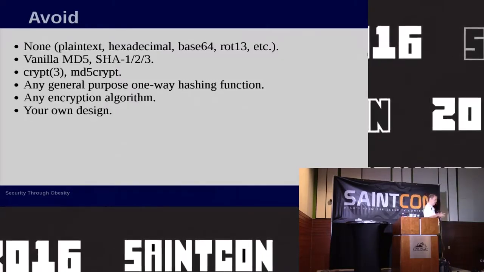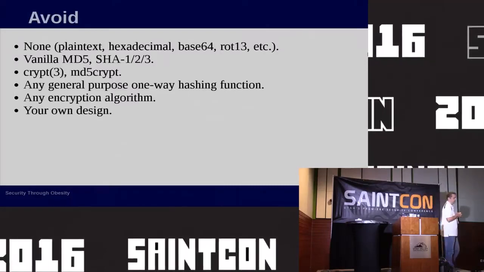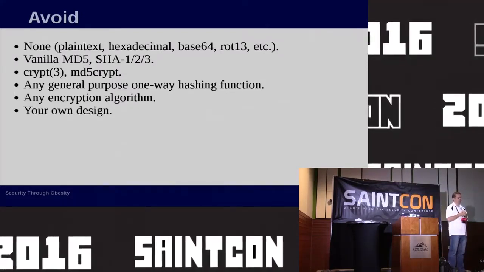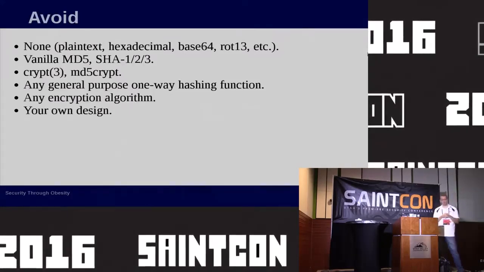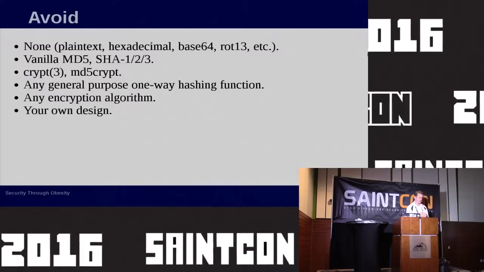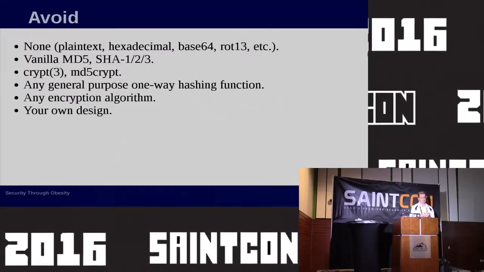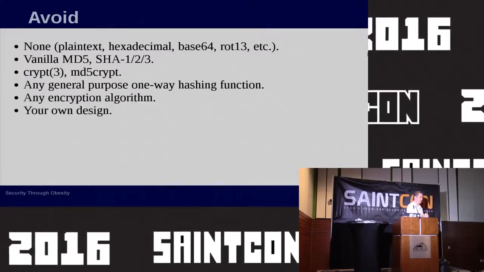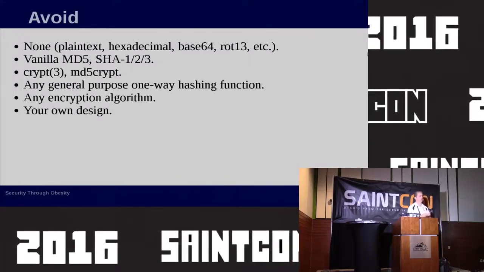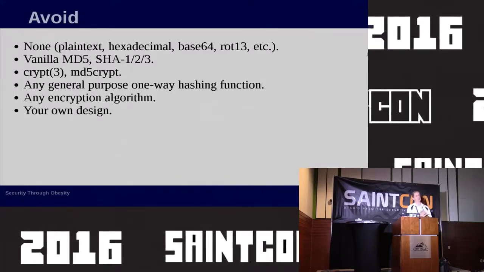MD5 and SHA-1, SHA-2, SHA-3 don't provide this. We should avoid crypt, the Unix crypt. We should also avoid MD5 crypt, which was the replacement for the Unix crypt. Still common in some older Linux distros. In fact, we should avoid any general purpose one-way hashing function. We should absolutely avoid encryption, and we should definitely avoid our own design.